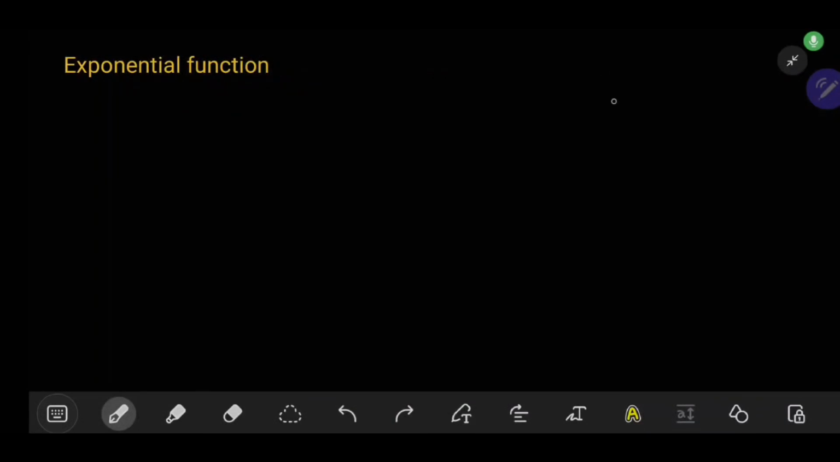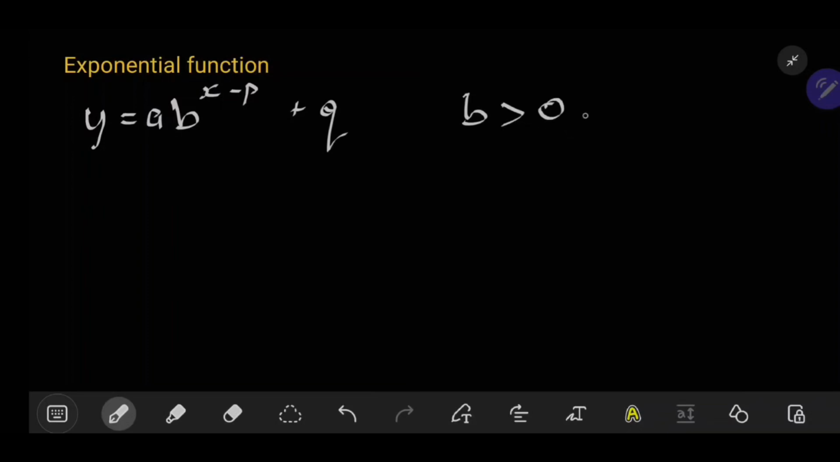Welcome to another session. In this session, we're going to be looking at the exponential function. The general formula for this is given by y equals a multiplied by b raised to exponent x minus p, plus or minus q, whereby the value of p must always be greater than 0.